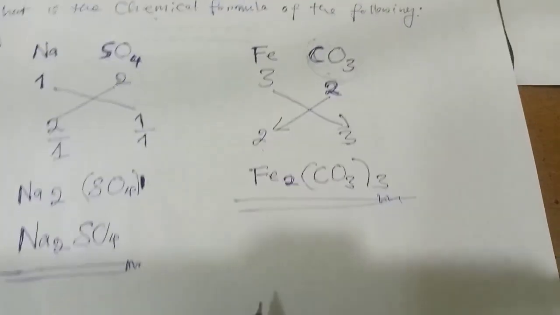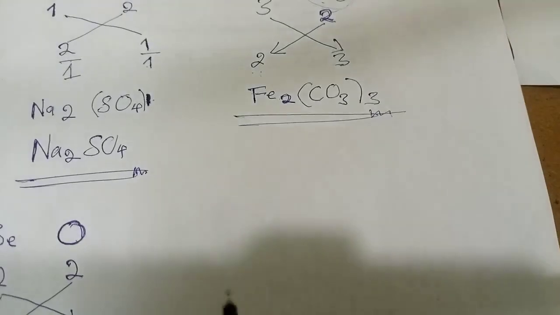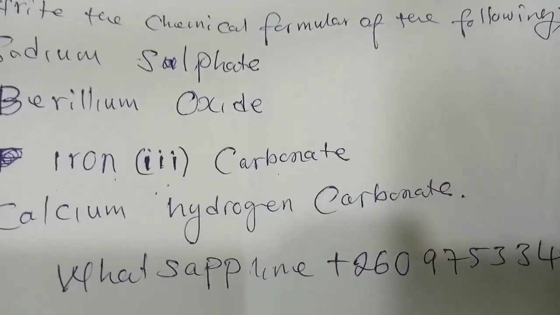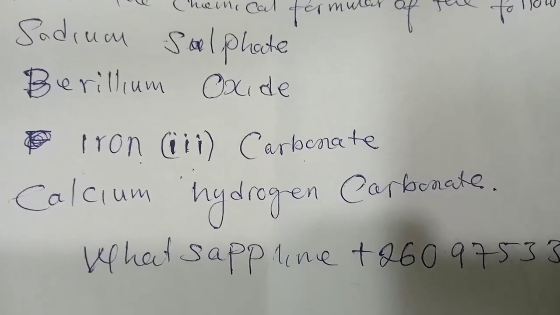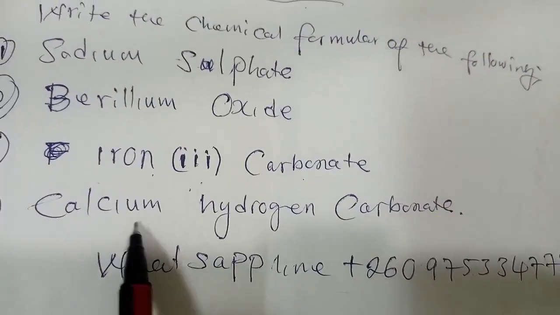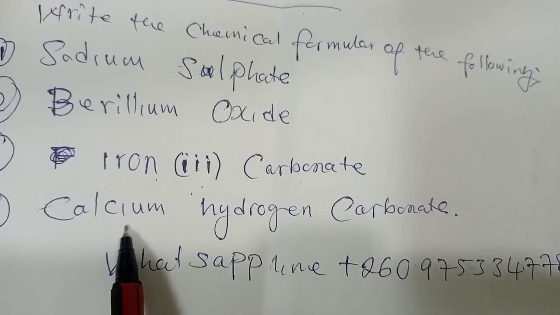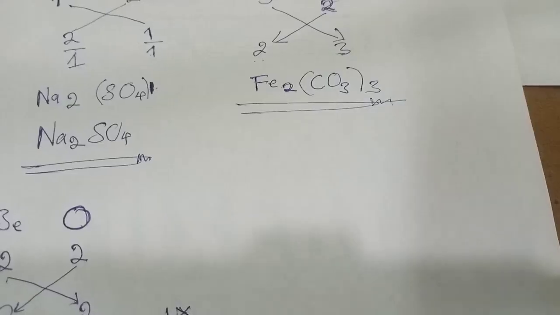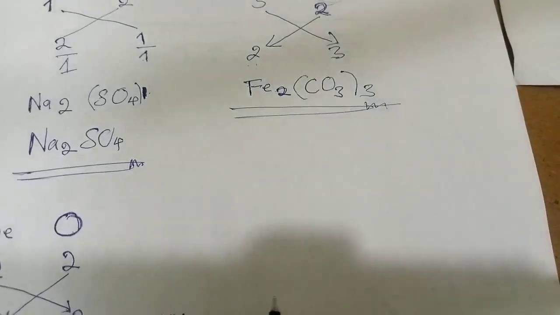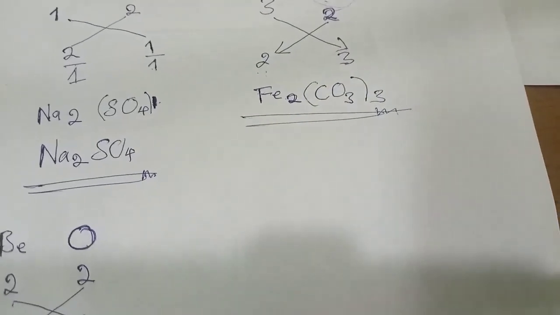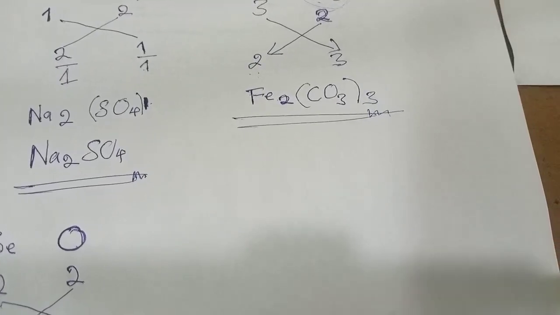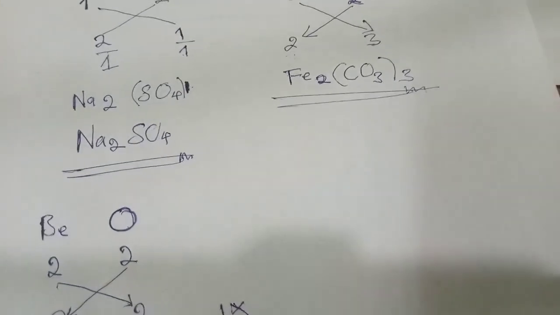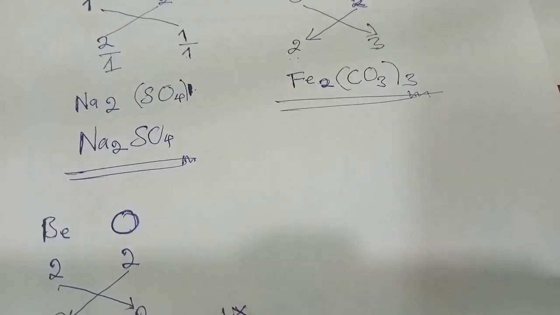And finally, lastly, we are told to write the chemical formula for calcium hydrogen carbonate. So lastly we have this other question for calcium and hydrogen carbonate. Hydrogen carbonate has a valence of 1, like I said last time. Then calcium, it is in group 2, it has a valence of 2.